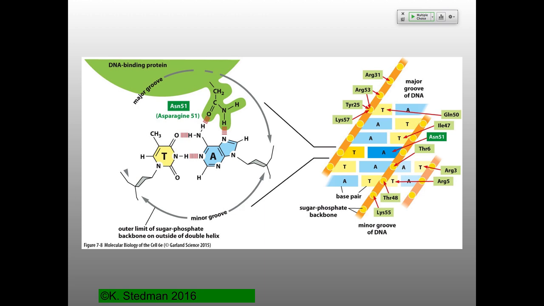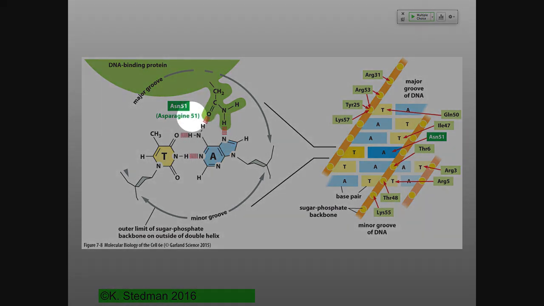We have a nice example of asparagine interacting with an A, but in a typical DNA binding protein, there are all of the different amino acids, and that actually turns out to be asparagine 51 right here that's interacting with this A. But you have arginines that also interact with the backbone phosphates, as well as things that are interacting with base pairs in the major groove. And you even have some proteins interacting with base pairs in the minor groove.